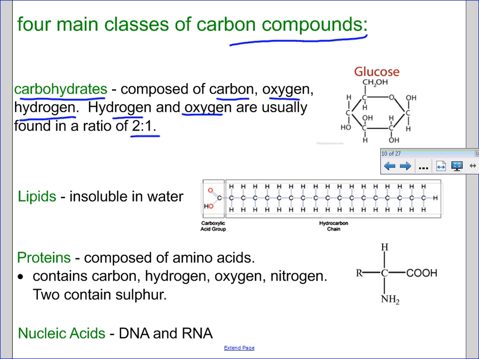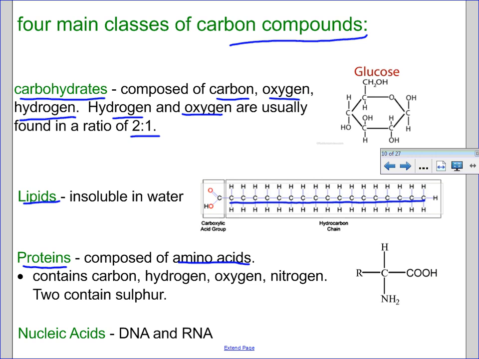Another category of carbon compounds that we can have are the lipids, which are insoluble in water. And lipids will have a long chain of carbons attached, anywhere between 12 to 18 carbons attached in a row. Another category are proteins, which are composed of molecules referred to as amino acids. Amino acids are the individual molecules that go together to make up a protein.